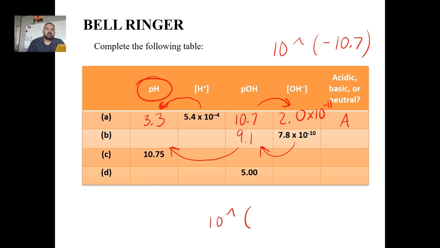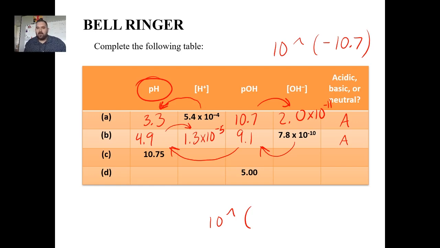Now what can we solve for? How do we do that? What does that leave us with? 4.9 goes here. And then how do we solve for H plus? So second log, negative 4.9. And then what does that give us? 1.3 times 10 to the power of negative 5. And then is this an acid or a base? Acid. All right, so I'm going to give you guys a couple of minutes to solve C and D. While you do that, I'm going to be handing out today's assignment.